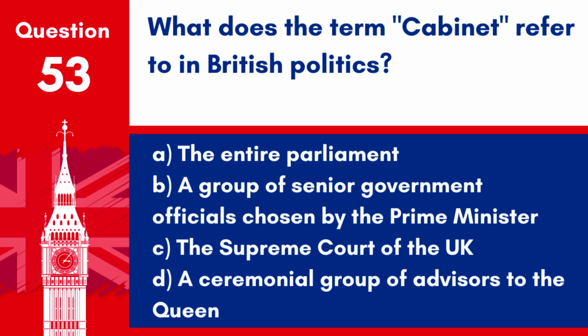Question 53. What does the term cabinet refer to in British politics? A. The entire Parliament. B. A group of senior government officials chosen by the Prime Minister. C. The Supreme Court of the UK. D. A ceremonial group of advisors to the Queen.